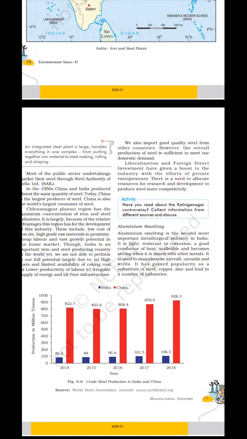These include low cost of iron ore, high grade raw materials in proximity, cheap labor and vast growth potential in the home market. Though India is an important iron and steel producing country in the world, yet we are not able to perform to our full potential largely due to high costs and limited availability of coking coal, lower productivity of labor, irregular supply of energy, and poor infrastructure. We also import good quality steel from other countries. However, the overall production of steel is sufficient to meet our domestic demand.